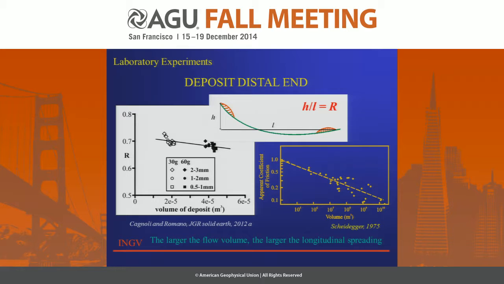It's only considering, as we know, the deposit distal end, that the ratio H over L, which we called before mu A, and now we call R, decreases as the volume increases. So this is the famous plot that everybody's talking about. We believe this is mainly due to the fact that the larger the flow volume, the larger the longitudinal spreading of the deposits. Of course, as you said before, there are many more effects here, including liquefaction and so on.